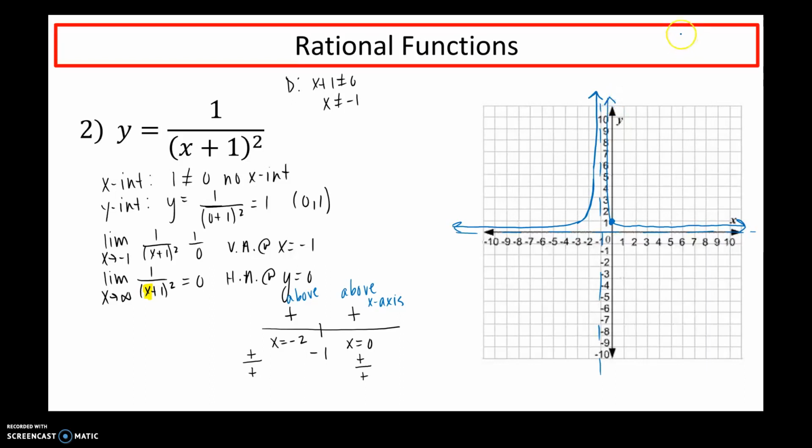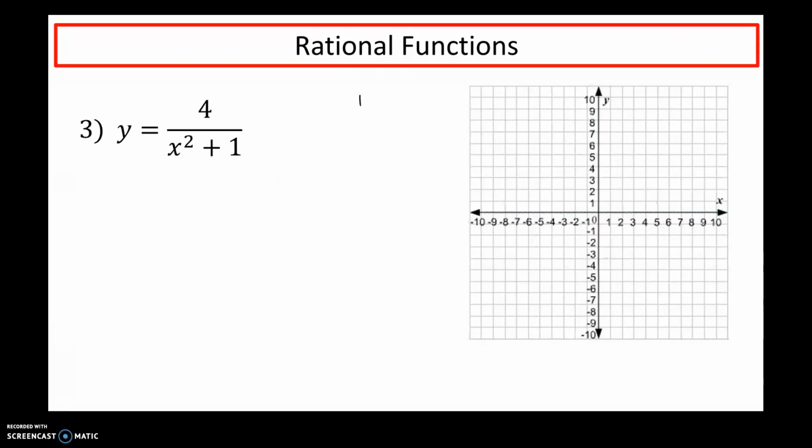All right, hopefully this one is a little bit familiar looking. That's 1 over x squared. That's your inverse squared parent function. And then what did we do? We just did a horizontal translation of 1 unit to the left.